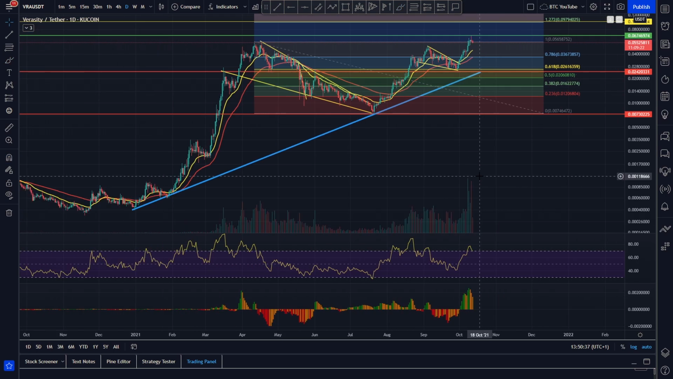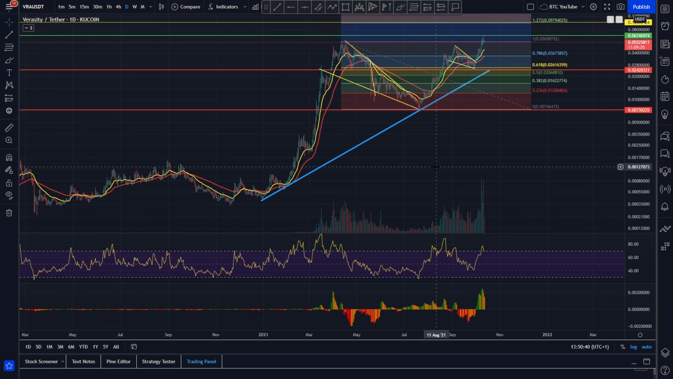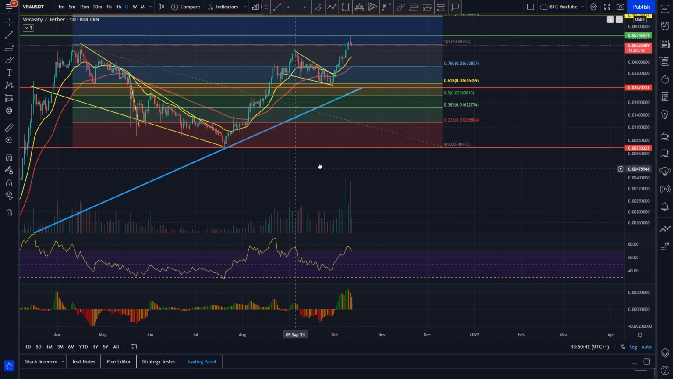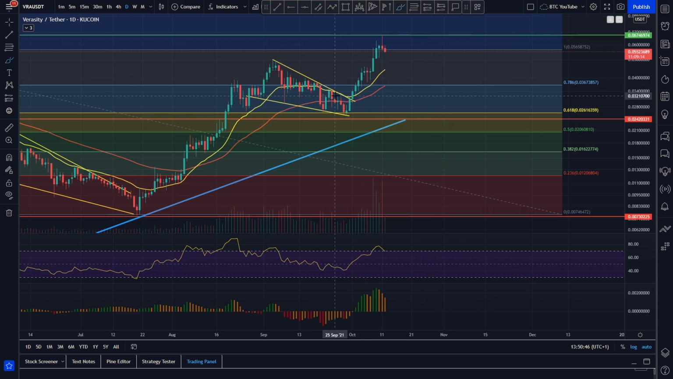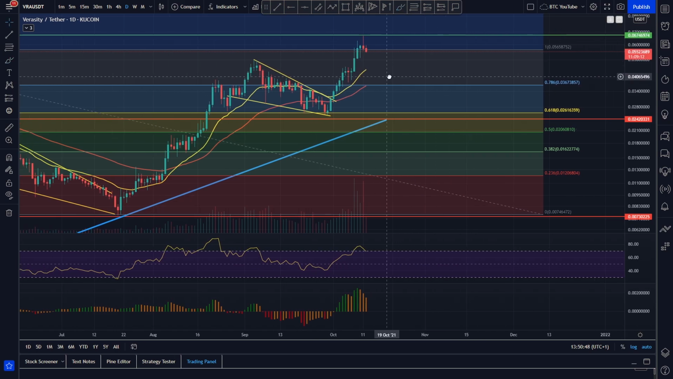But overall, not much else to say. Verasity looking really strong. You can see this chart looks amazing. And when we do start to see things pumping up, we're probably going to be looking at Verasity having a very nice little pump quite soon.